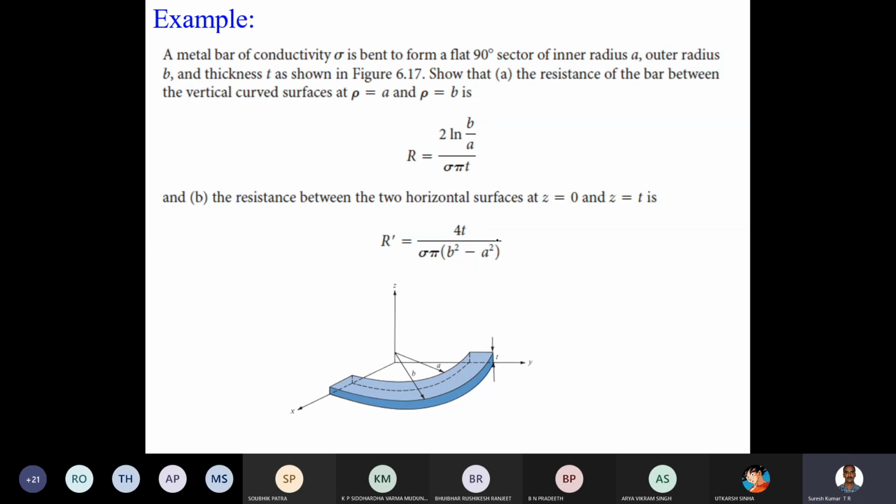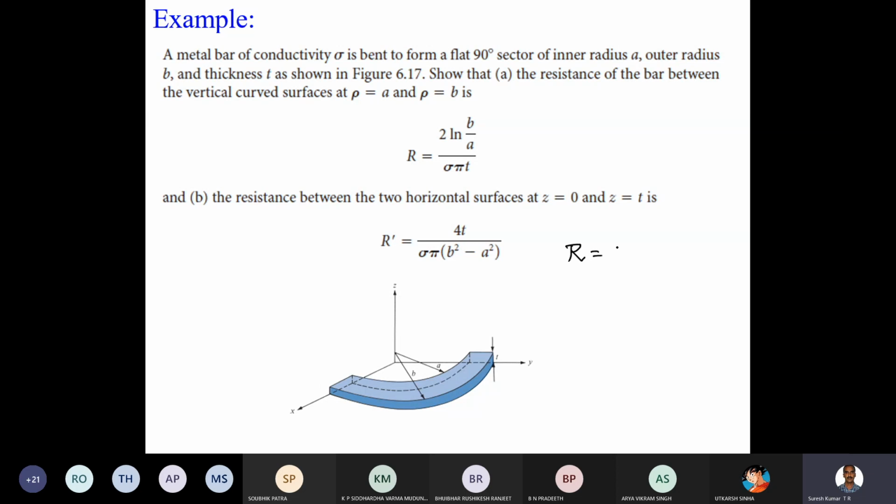The rest, as usual, is the Laplace and Poisson calculation. You will take the equation, integrate it twice, then you will get the voltage, then you can calculate electric field the same way. Now look at this, read the statement. There is a metal bar of conductivity sigma bent in the form of a flat sector. So this is a metal bar with some finite conductivity. The inner radius is A, the outer radius is B, and T is the thickness. Now we need to calculate the resistance.